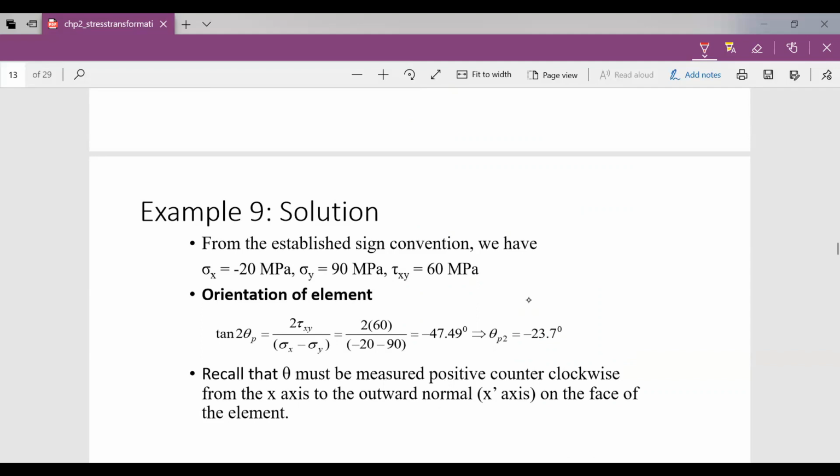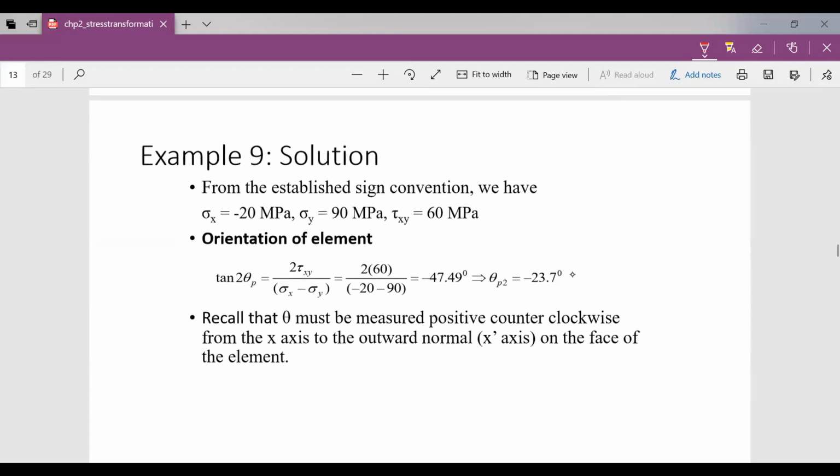The orientation of the element, by using the formula tan 2 theta p equals 2 tau xy over sigma x minus sigma y, you get the answer of negative 47.49 degrees, which means theta p itself is negative 23.7 degrees. Recalling that theta must be measured positive counterclockwise from the x-axis to the outward normal on the face of the element.